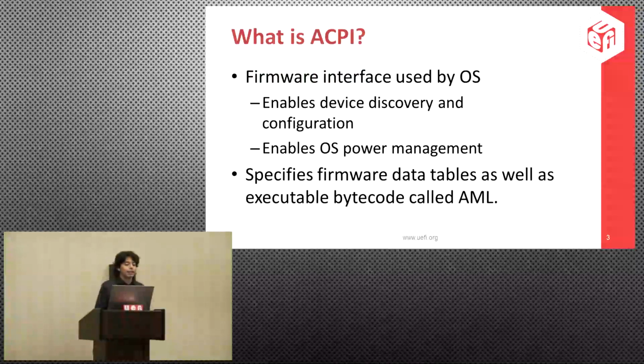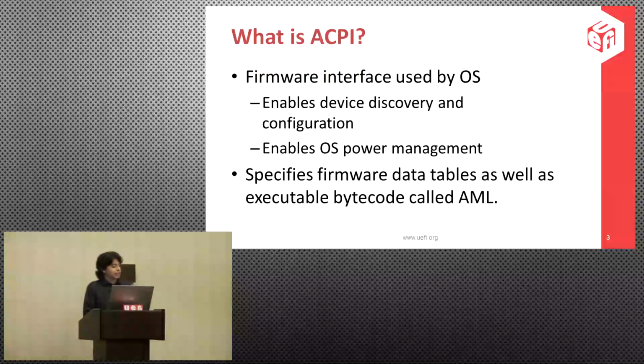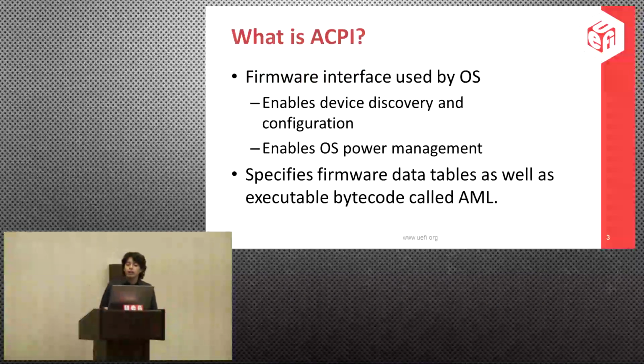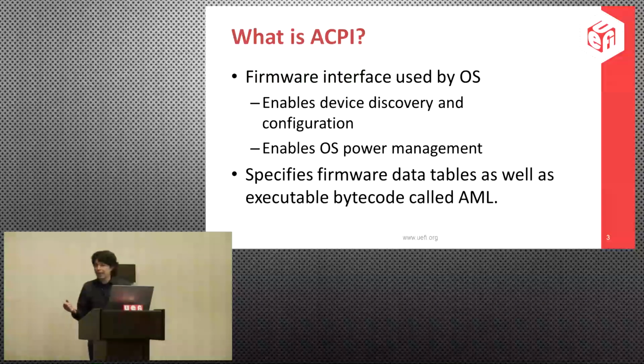So what is ACPI? It is a firmware interface that is used by the operating system, and it enables device discovery, initialization, as well as configuration. And it also enables things like OS power management during OS runtime. The ACPI specification also outlines firmware data tables, which can be thought of as key value pairs, as well as an executable bytecode format called ACPI machine language, or AML for short.